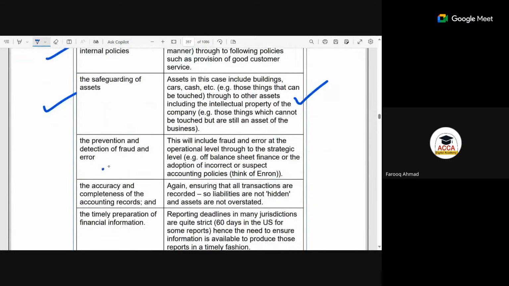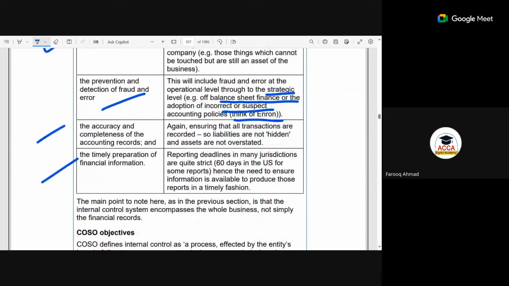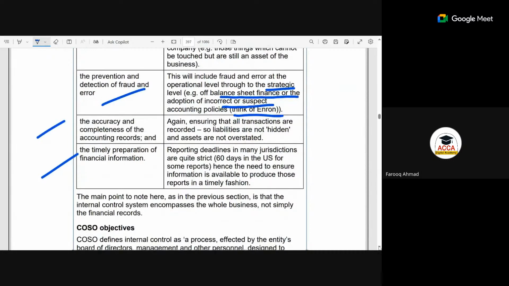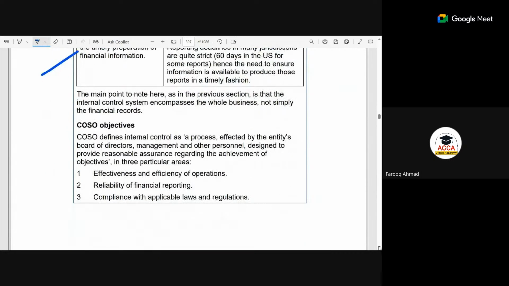The prevention and detection of fraud, think of the Enron scandal. How it happened: they include fraud and error at the operational level through the strategic level of balance sheet finance, for the adoption of incorrect or suspect accounting policies. These are interesting examples which you have to memorize, which will help you in your case study in future, in your practical work when you reach your dream job. You can perform well in your meetings and make a presentation.